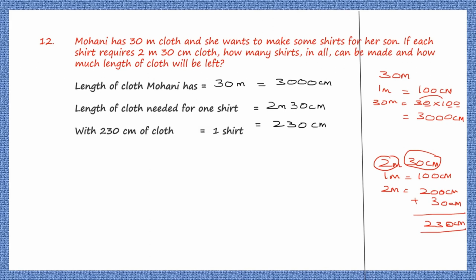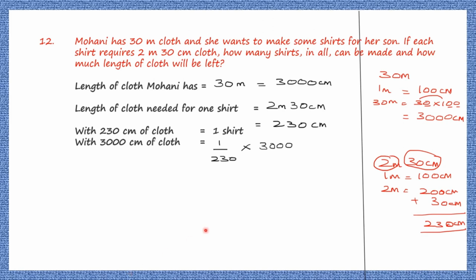Now with 230 centimeters of cloth, we can make one shirt, isn't it? We just found that out now. With 230 centimeters of cloth, we can make one shirt. That means with 3000 centimeters of cloth, this is what we have, how many shirts can we make? So for that, we should say one shirt by 230 centimeters, isn't it? Multiply this with 3000 centimeters. So now we have 1 by 230 into 3000.